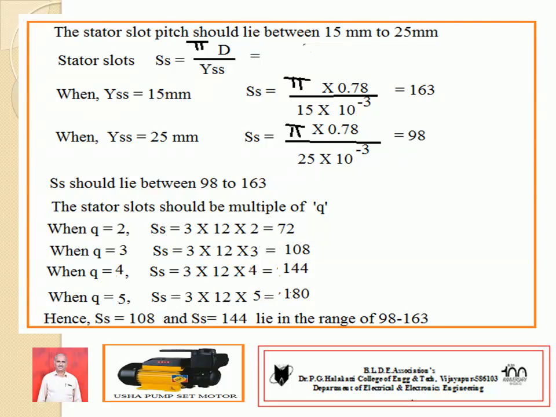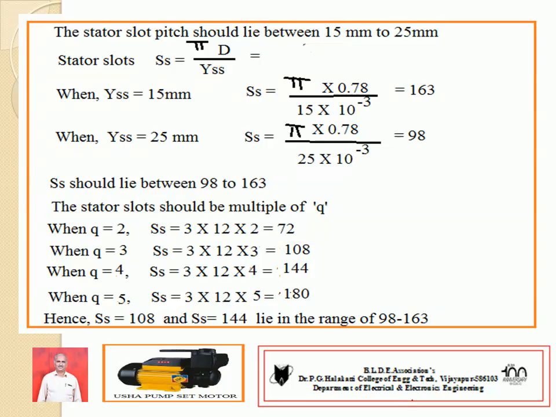Similarly, when YSS equal to 25 mm, that is slot pitch equal to 25 mm, the number of stator slots required is 98. Now you are getting the minimal number of slots and the maximum number of slots. From these calculations, it is observed that the stator slots selection should lie between 98 to 163 roughly.